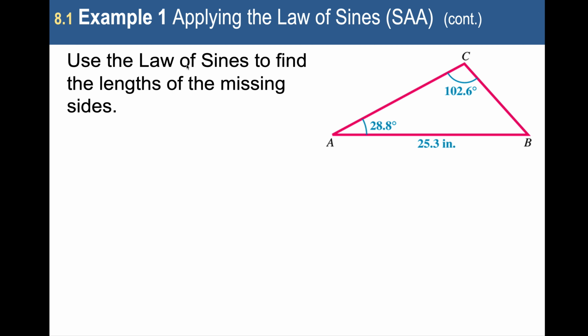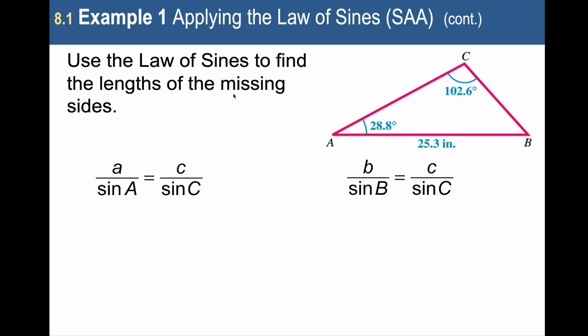Now, if I want to start using the law of sines to find the missing leg lengths, I have two missing leg lengths here. What I can do is set up the proportion that uses the law of sines. Now, it's very important: A and capital A are pairs. C and capital C are pairs, meaning they're across from one another. So I can take my pair of C that I know and plug that into the problem. For C, the length is 25.3, and for the angle, I'm going to use the sine of 102.6. Then I'm going to use my other pair: this would be 28.8, and the side across from it would be called little a.